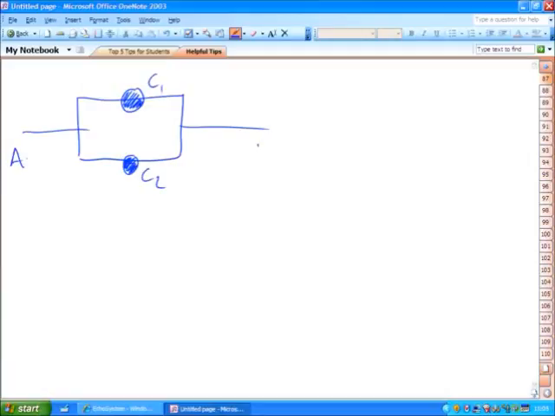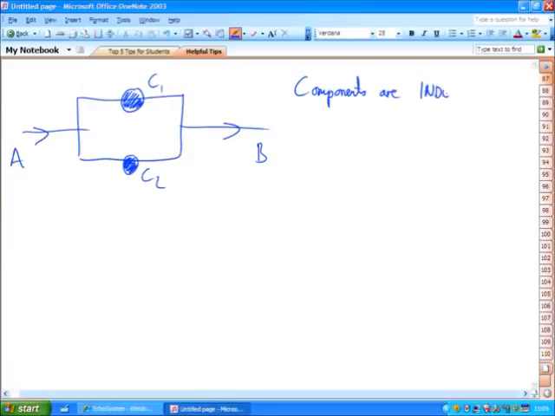I want to get from A to B. So clearly I can get from A to B provided at least one of the two components functions. Now I will make an assumption, and this assumption is that the components are what we call independent. So this is a very important word. This means that whether component 1 works or does not work has no effect on whether component 2 works or does not work.